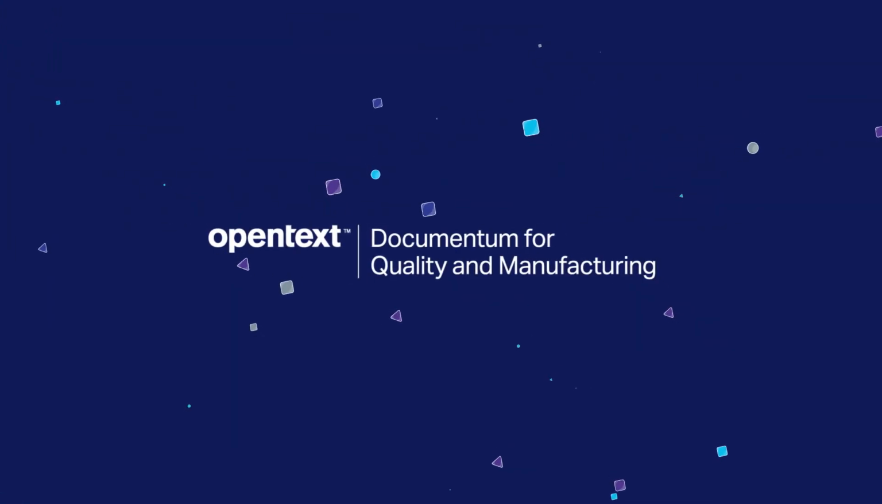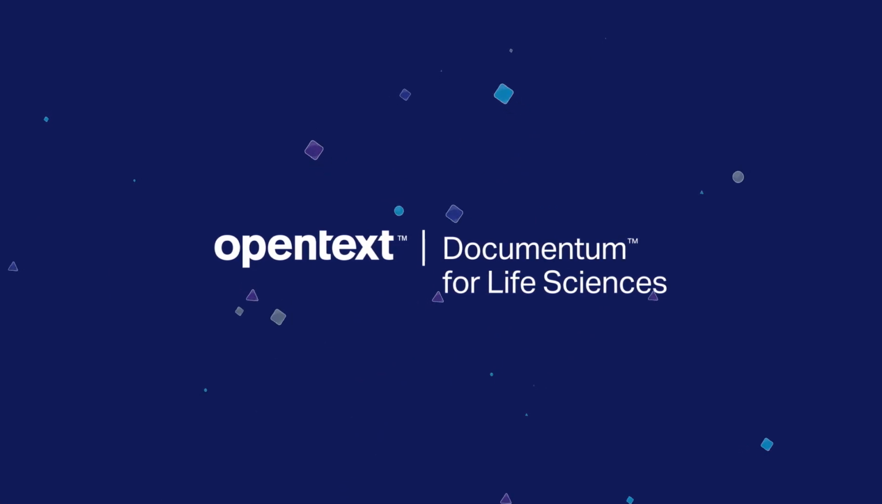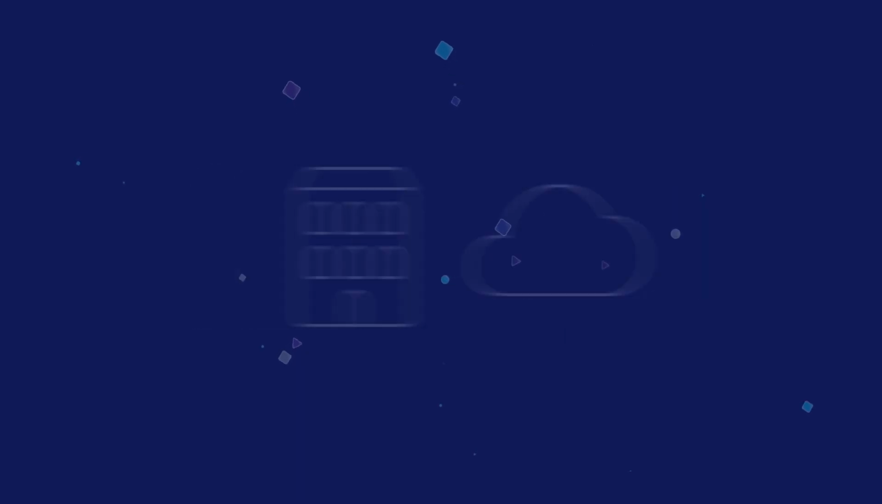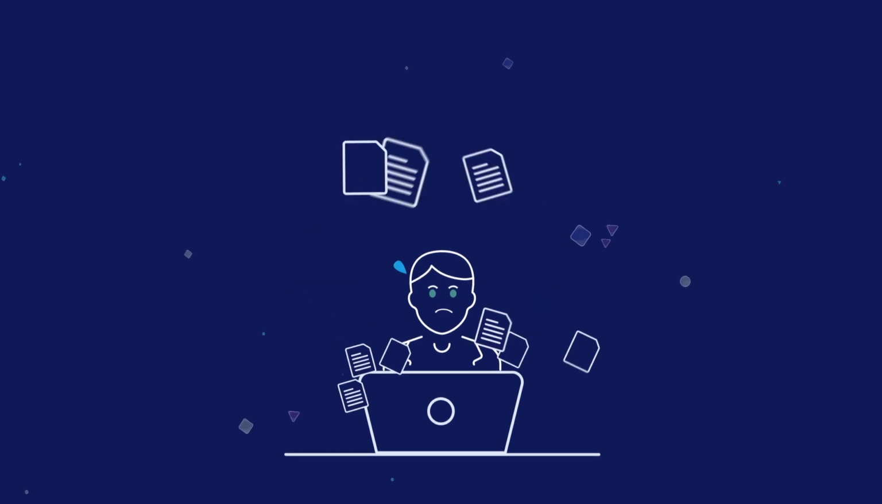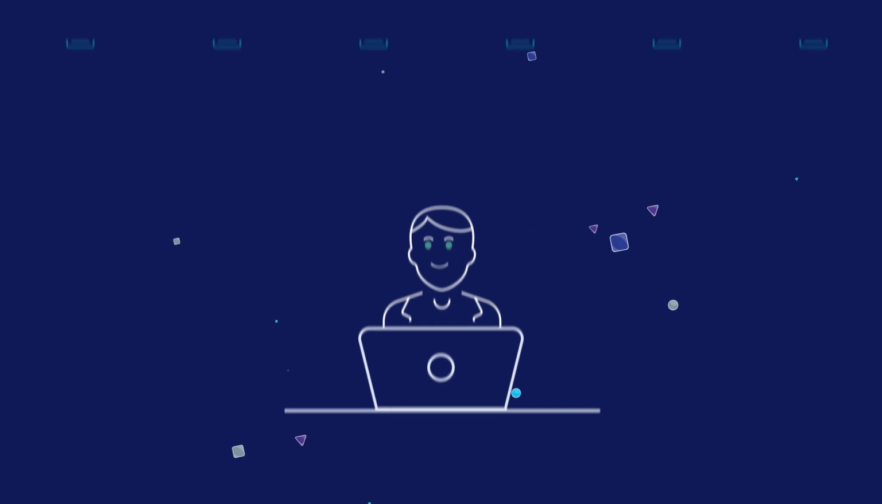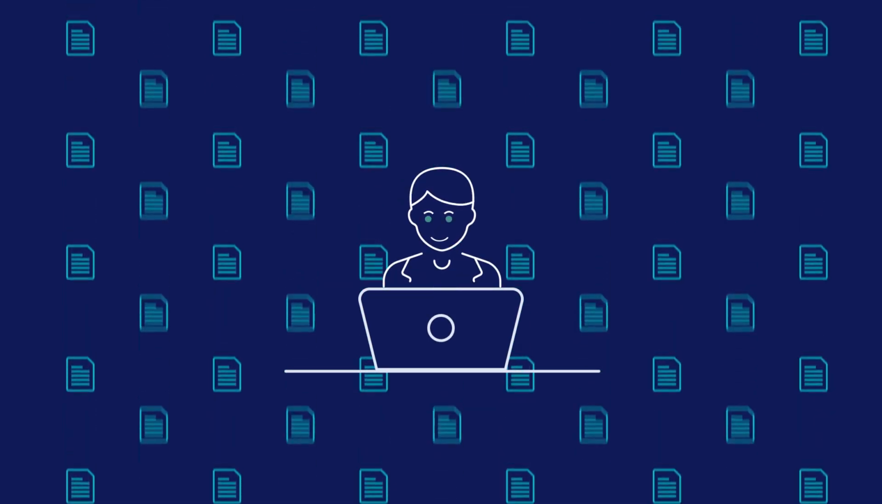OpenText Documentum for Quality and Manufacturing, part of OpenText Documentum for Life Sciences, provides that control. Available on-premises or in the cloud, Documentum for Quality and Manufacturing automates and streamlines document management for unparalleled accuracy, efficiency, and availability. Whether you are managing manufacturing content manually or struggling with an unwieldy legacy solution, Documentum for Quality and Manufacturing ensures consistent document control, compliance, and uninterrupted operations, while reducing risk.